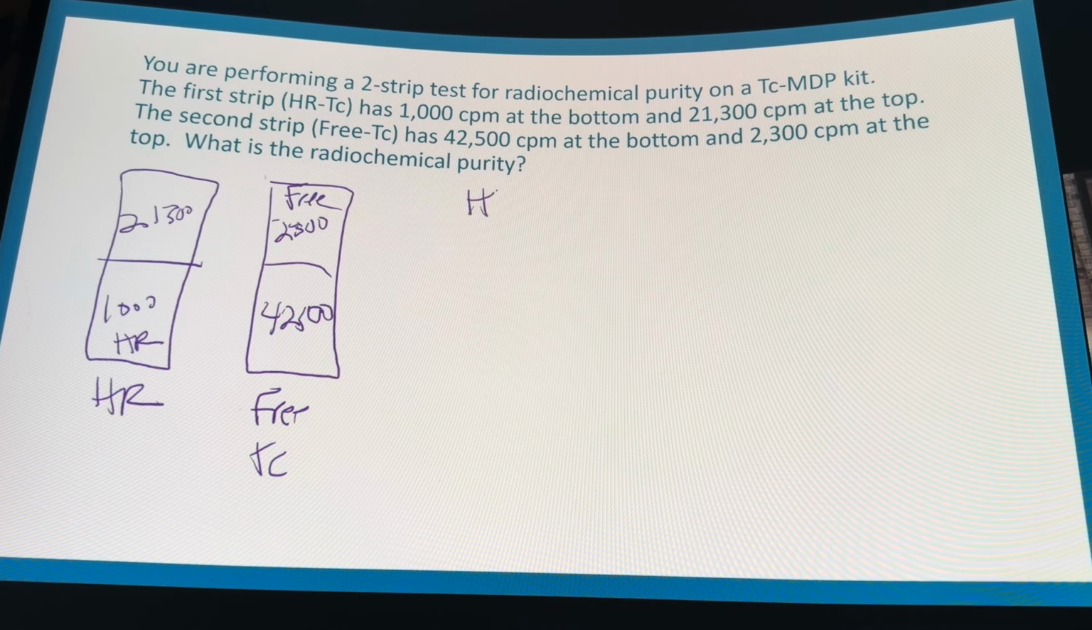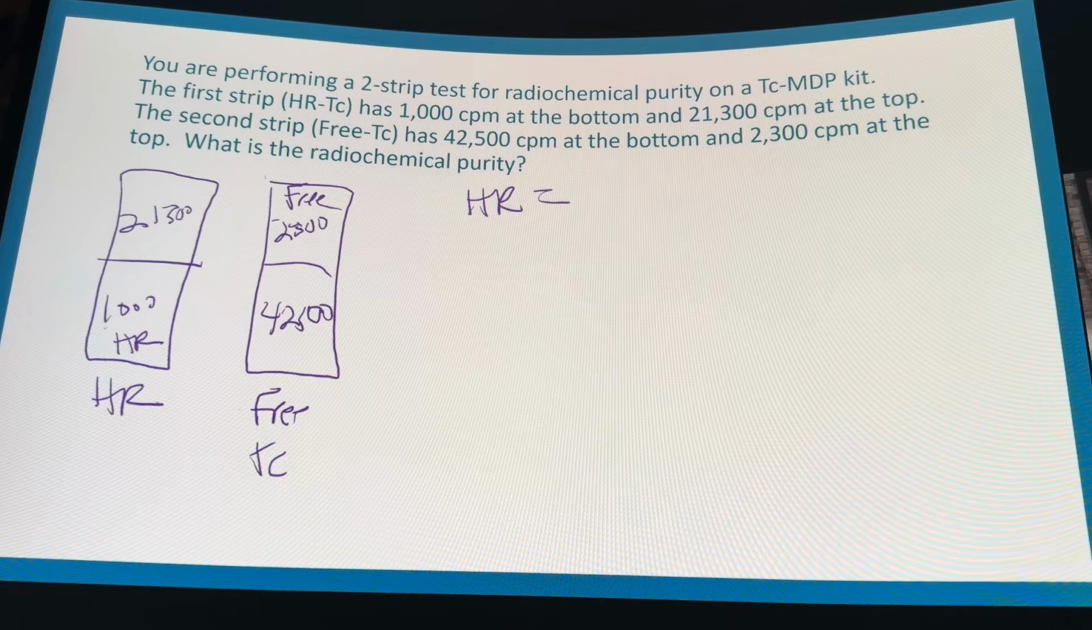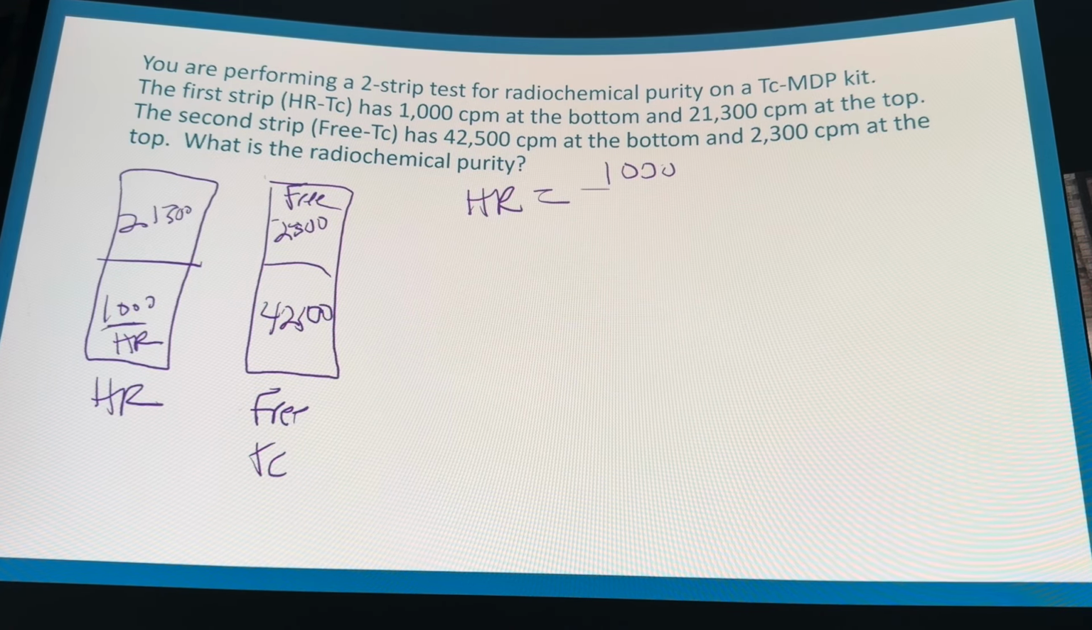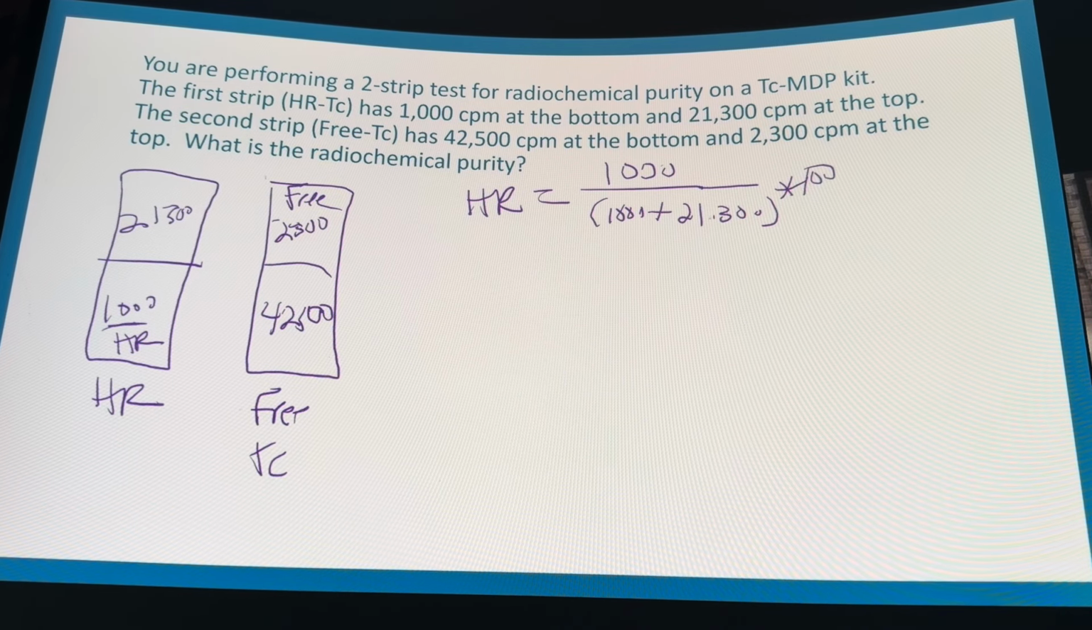So I'm going to do hydrolyzed reduced first. My hydrolyzed reduced is at the bottom, so whatever I want to find a percentage of, that's what goes in the numerator. 1,000 divided by the total, that's where most mistakes are made. 1,000 plus 21,300, times that by 100.